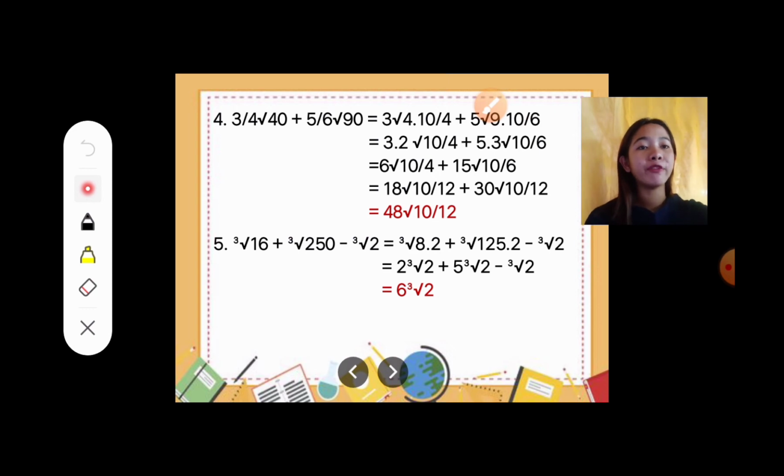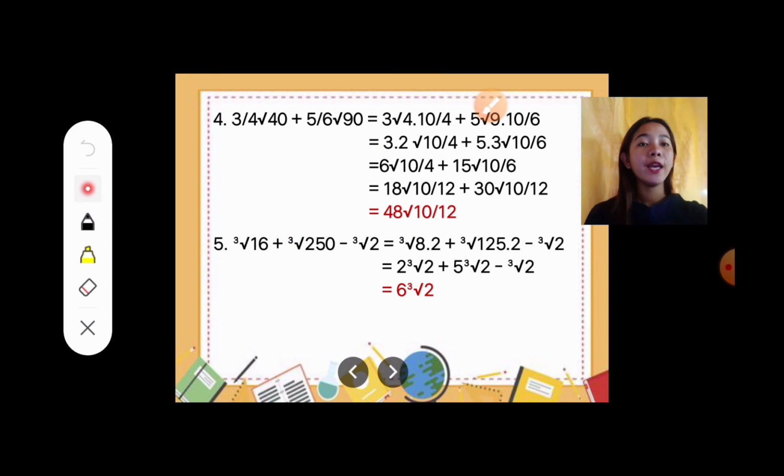Then simplify and combine like terms. So we have 3. The square root of 4 is 2. So we have 3 times 2 square root of 10 over 4 plus 5. The square root of 9 is 3. So we have 5 times 3 square root of 10 over 6. Then next, 3 times 2 is equal to 6, and copy the square root of 10 over 4 plus 5 times 3 is equal to 15. Just copy the square root of 10 over 6.